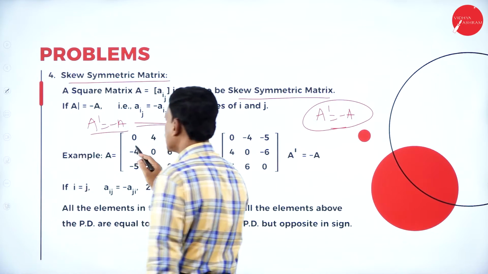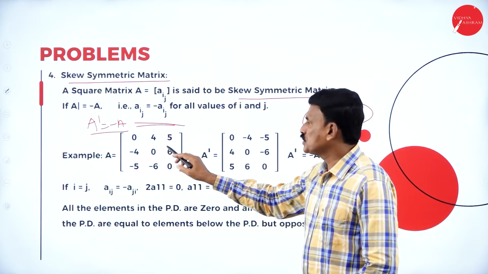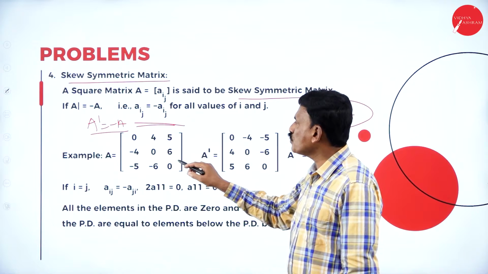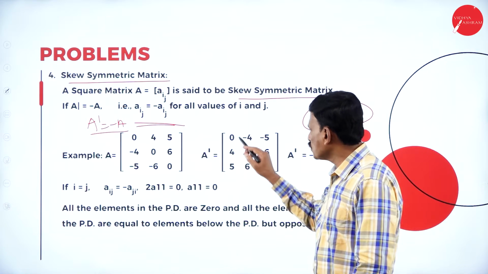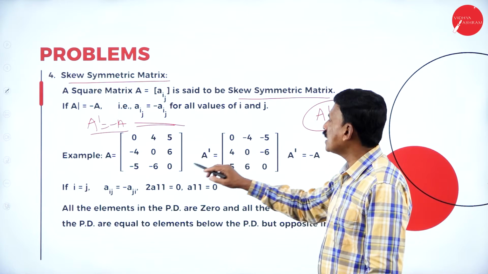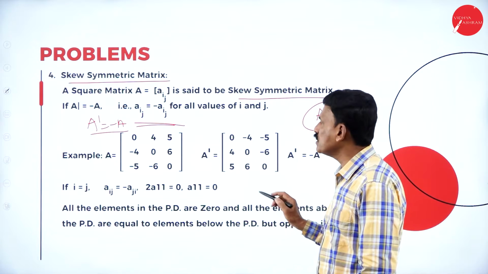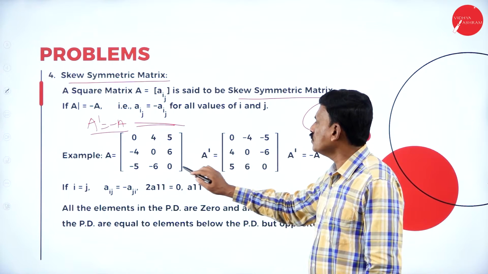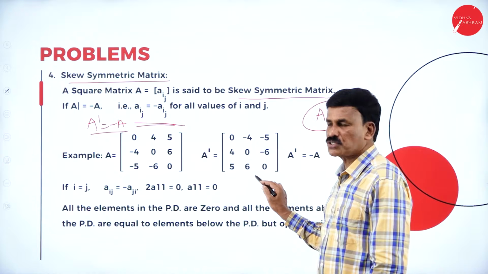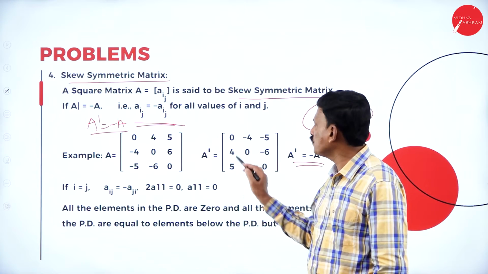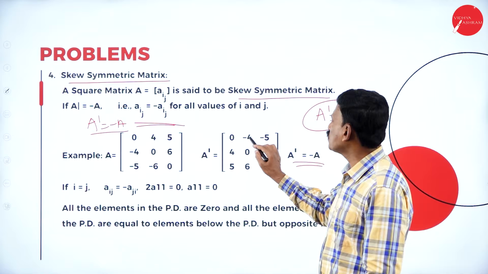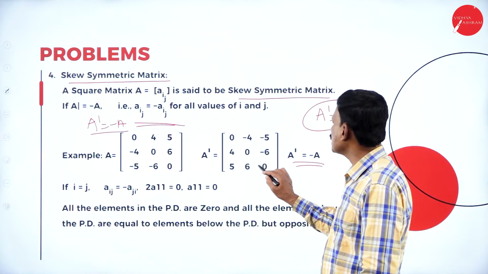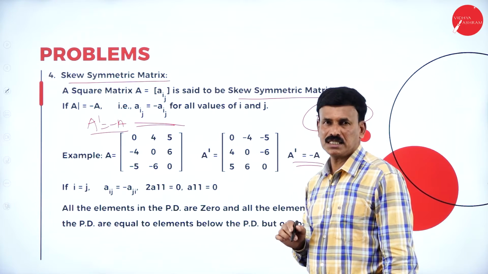So here let us consider an example. 0 4 5, minus 4 0 6, minus 5 minus 6 0. If you transpose this, what happens? A dash is equal to 0 4 5, minus 4 0 6, and minus 5 minus 6 0, and minus A is, that means here we have positive signs, whereas in the transpose we have negative signs. So that means A dash is equal to minus A. If this is multiplied by a negative sign, this becomes plus 4, plus 5, minus 4, 0, plus 6, minus 5, minus 6, 0. That is nothing but the negative of the matrix A.